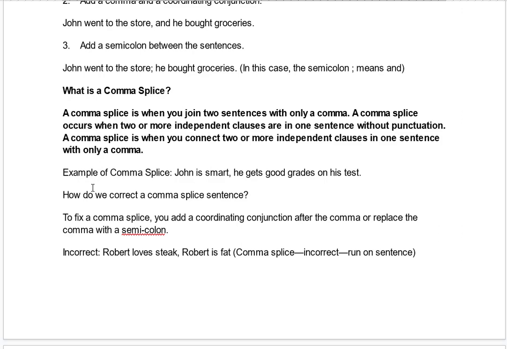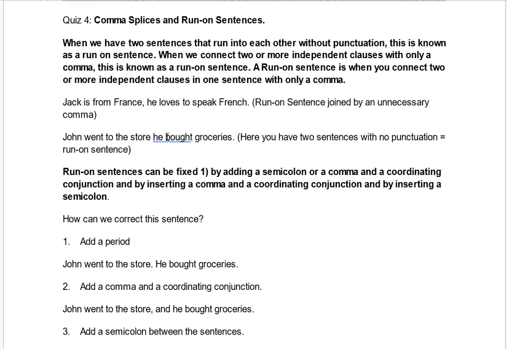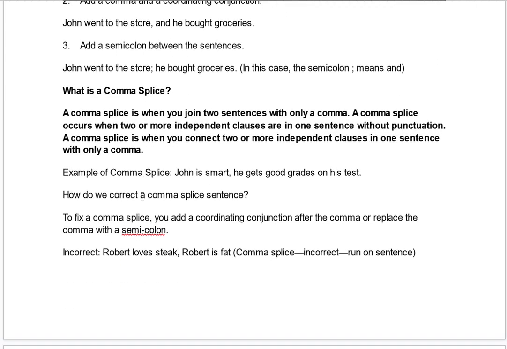Examples of a comma splice: John is smart, he loves to speak French. So this is the same thing that I just said. If you place just a comma between two sentences, that becomes a comma splice. That's not correct. To correct this, you put a period. It's still incorrect because then you've got to capitalize He loves to speak French. Now that's correct. So that's how we fix run-on sentences, and they are a very common error in a lot of the essays that I see.